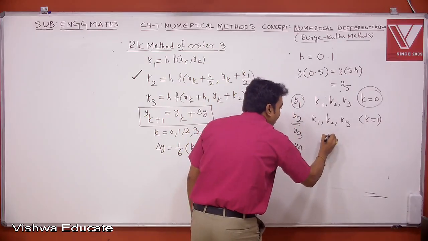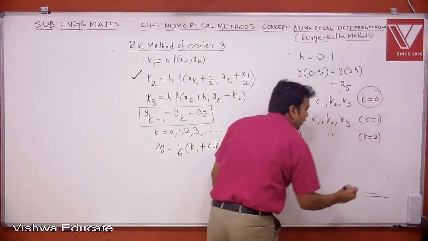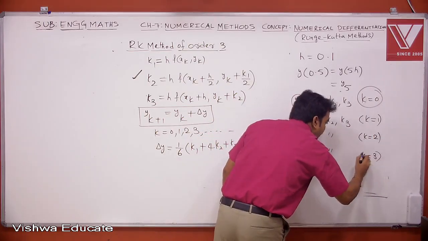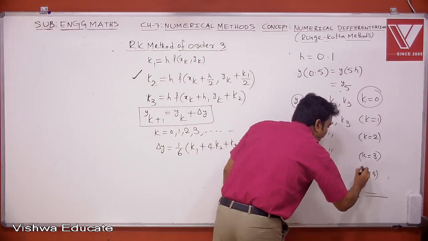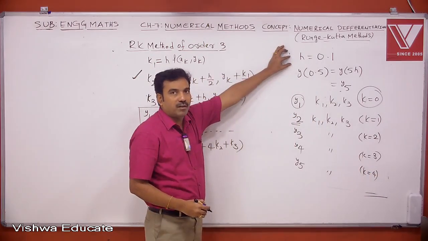To get y3 also, you need to find k1, k2, k3. In this case, the index value k is 2. Here also the same situation, but the index will slowly increase. So the k value was 0, 1, 2, 3, 4 like this.